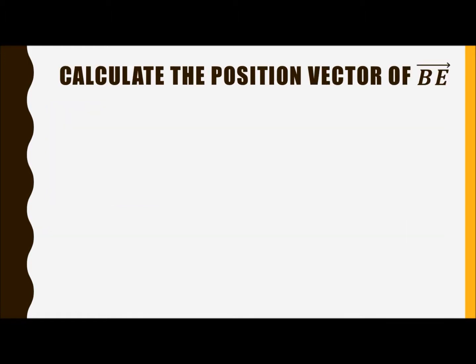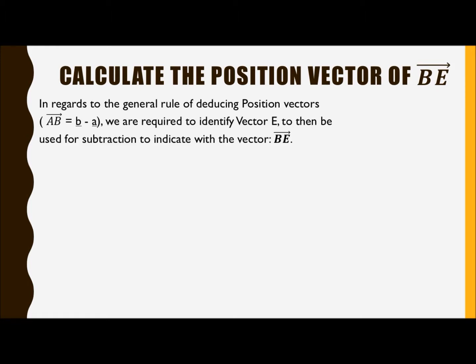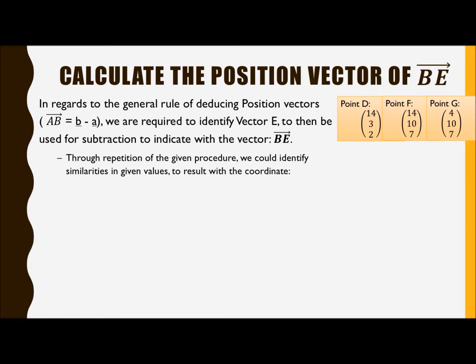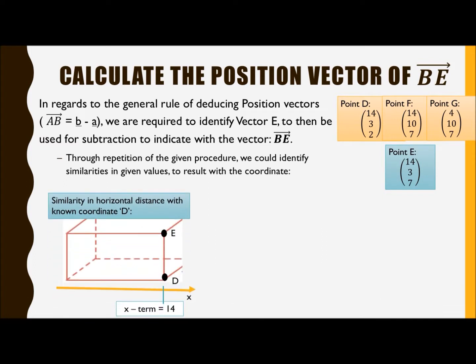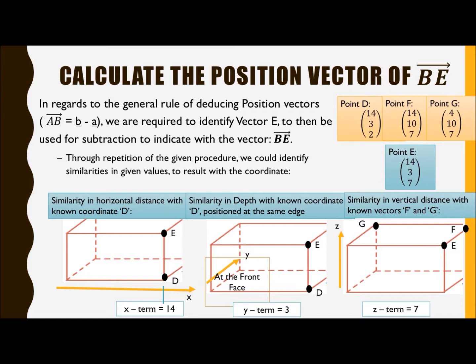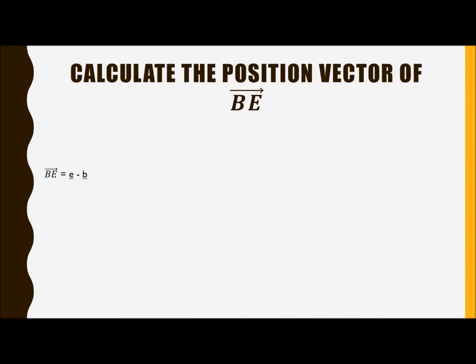With reference to the general rule of deducing position vectors, this requires the subtraction of individual vectors in the form AB is equal to B minus A. As the question requires us to calculate the position vector of BE, we need to identify point E in the cuboid, to then be used for the given rule. Through repetition of the mentioned procedure, point E has a similarity with the x and y terms of point D's coordinate, being its horizontal distance and depth onto the shape. In terms of the vertical distance from the origin, a similarity can be found with points F and G, resulting in the overall vector 14, 3, 7.